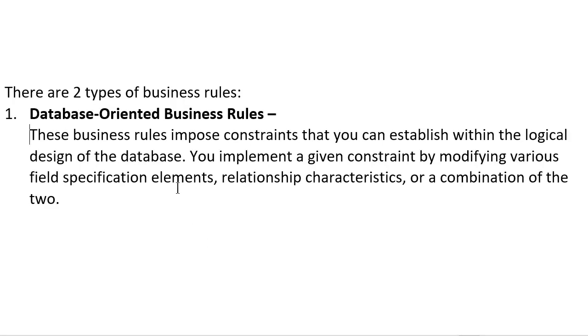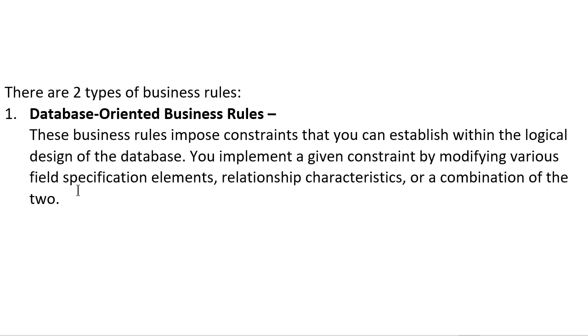So there are 2 types of business rules. One is database-oriented business rules, and these are the ones that impose constraints that you set up when you're starting to do your logical design of the database. So you can implement that constraint by modifying various field specification elements, relationship characteristics. That's where we have that relationship window, and you can see how you could connect the 2 or more tables. Or it could be a combination of the 2. Maybe you have some different field specification elements and then how they're connected.